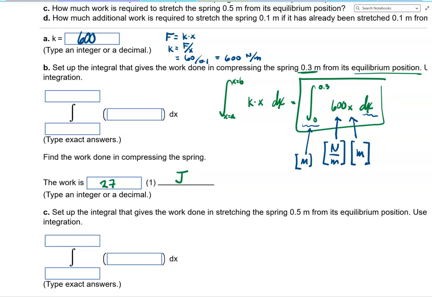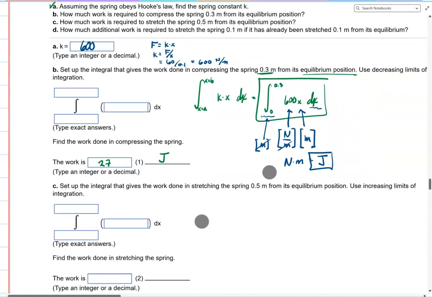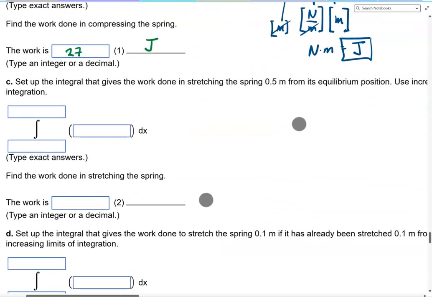So the resulting unit ends up being, well, if this meter cancels with that meter, we end up with a Newton times a meter, which is also known as a joule when we measure work in physics class. So that's pretty much it. That's the process.